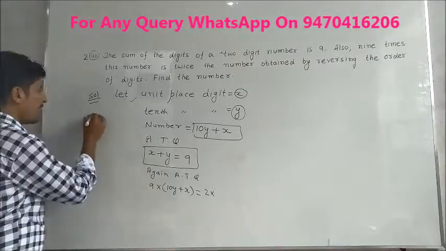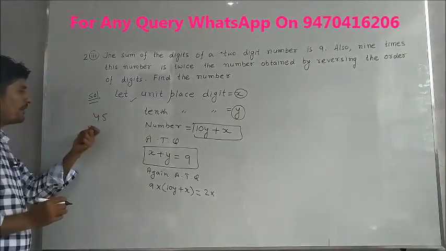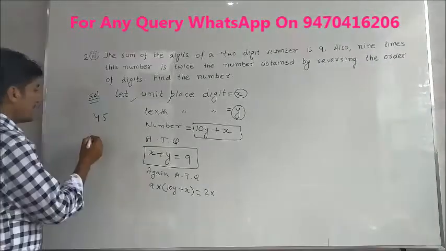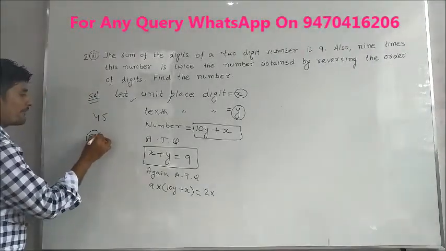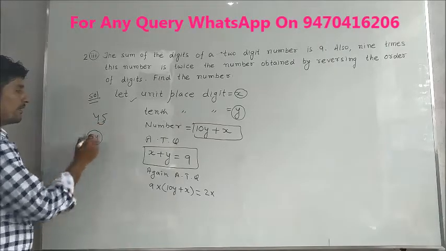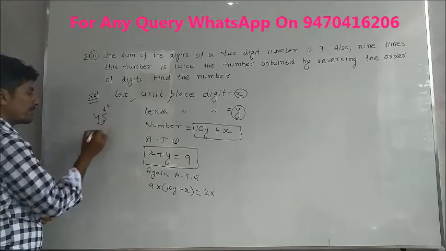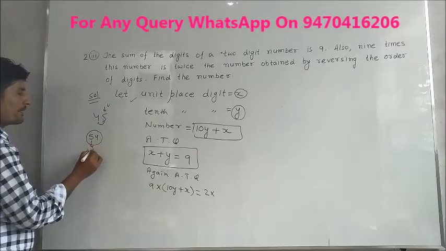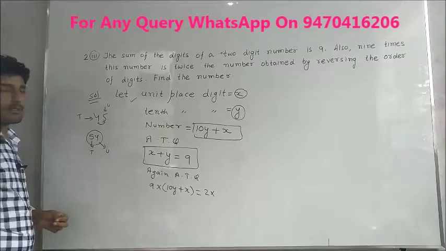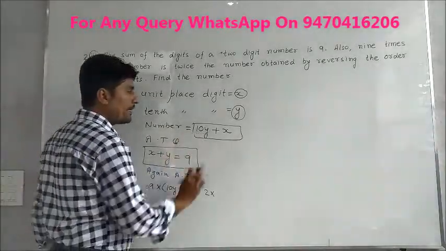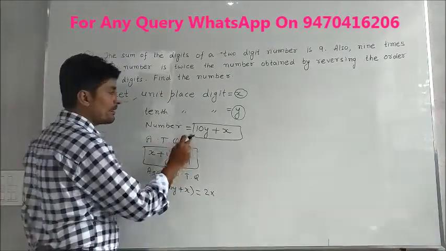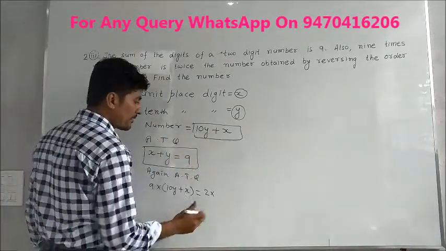Suppose we have a number 45. If we reverse the order of digits, then the number will be equal to 54. 5 is at the unit place, so here I have written 5 at the 10th place. 4 is at the 10th place, so here I have written 4 at the unit place. So if we have the number 10y plus x, then after reversing the order of digits, the number will be equal to 10x plus y.